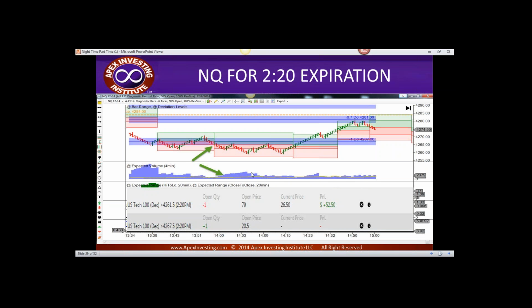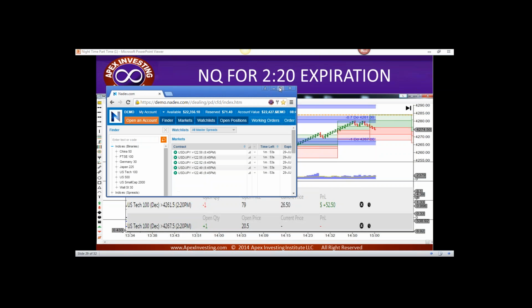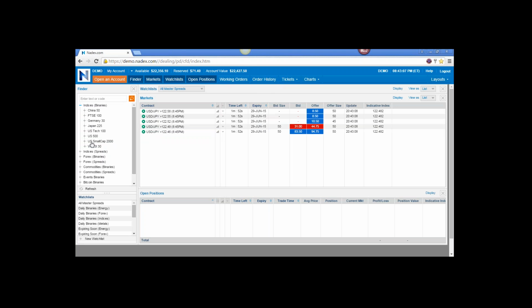So why would I possibly want to do that? I would only want to ever do that if I'm expecting movement in the market. I'm expecting volatility in the market. Not just because, hey, let's pull up the Nadex platform here real quick, and let's go right here. I'm going to do some trading. Let's go to Forex. Let's see what's going on with the dollar yen for the 10 o'clock expiration.